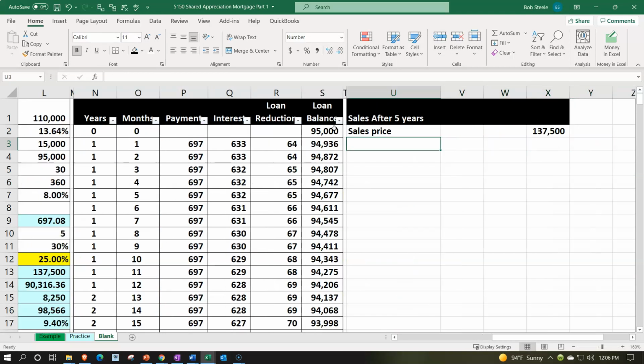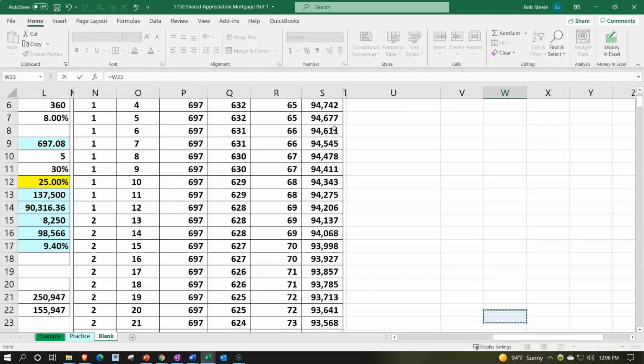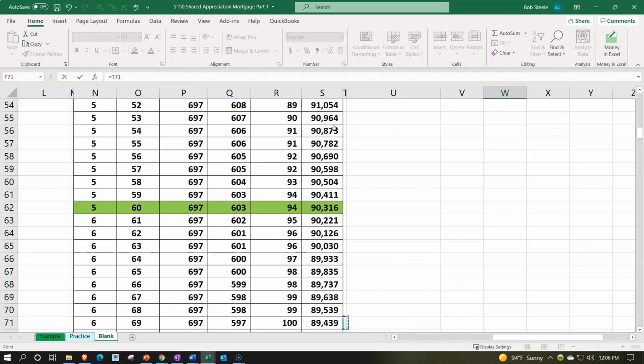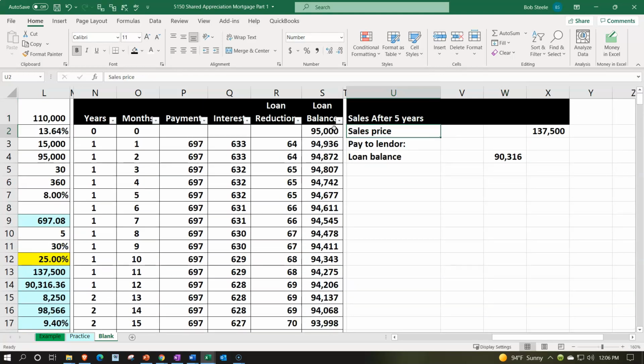And then how much do we have to pay to the lender? Pay to lender. Now, obviously, we have the amount of the loan balance, which we can get from the amortization table. So we owe, let's put this in the middle column, we owe them the amount after 5 years. So after 5 years, we'd still have to pay off that 90,316. But we'd also have to pay them their portion of the increase in the appreciation.